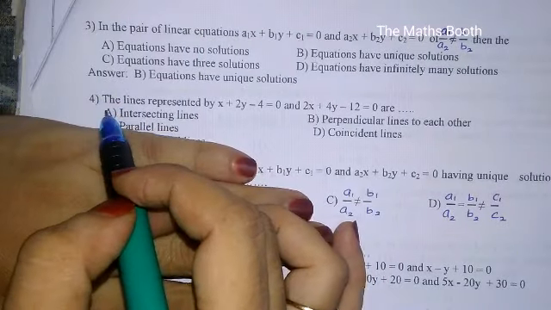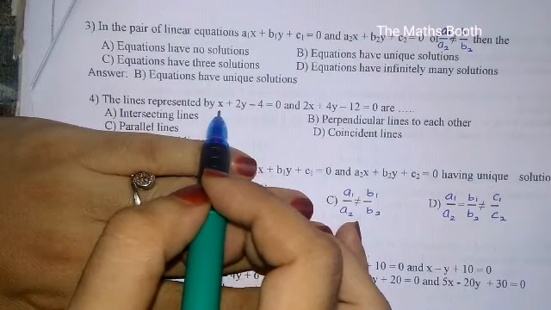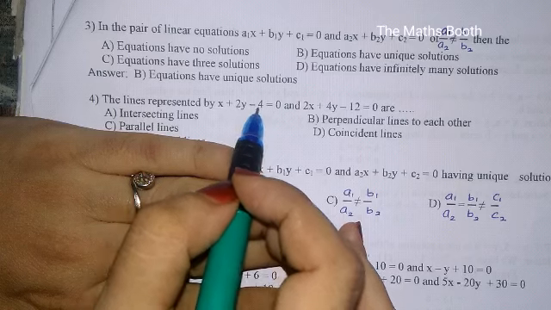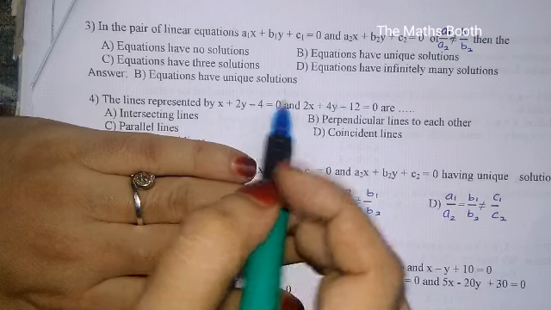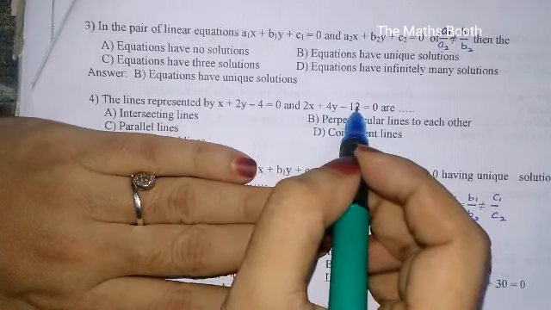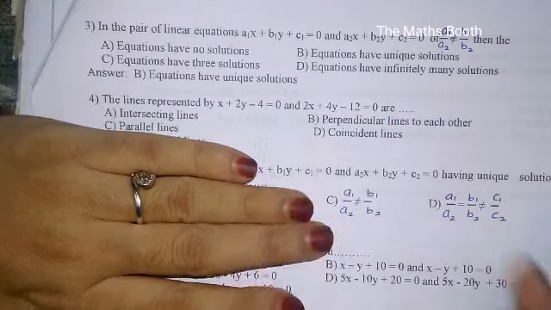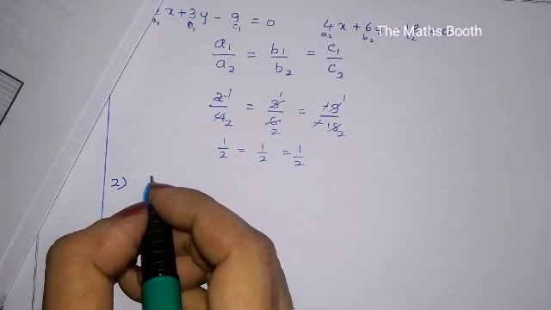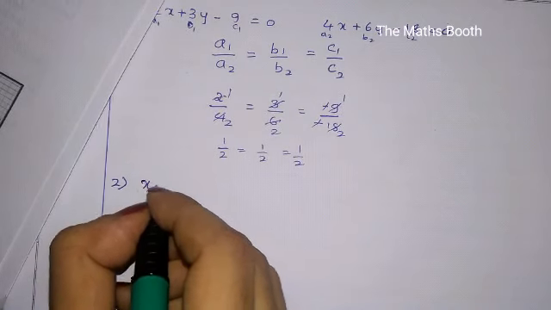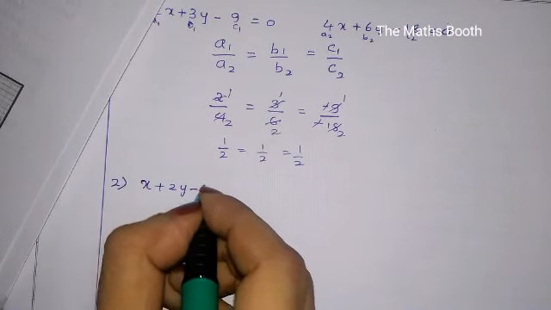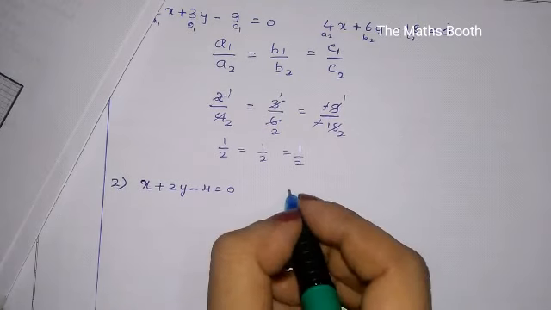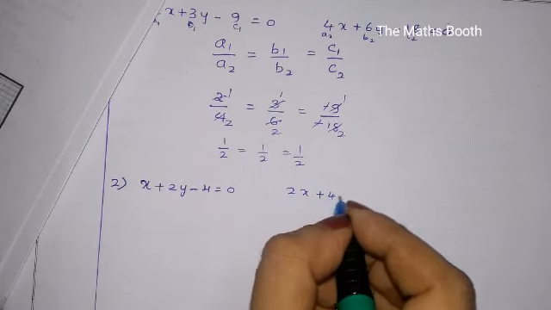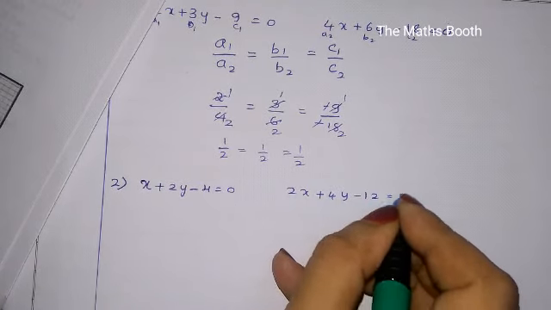Question number 4. The lines represented by x plus 2y minus 4 equal to 0 and 2x plus 4y minus 12 equal to 0 are which line? Same kind of problem as the previous one. We will write the equations: x plus 2y minus 4 equal to 0, 2x plus 4y minus 12 equal to 0.